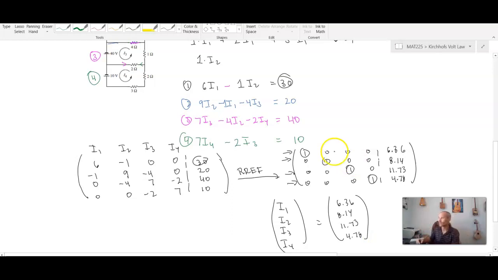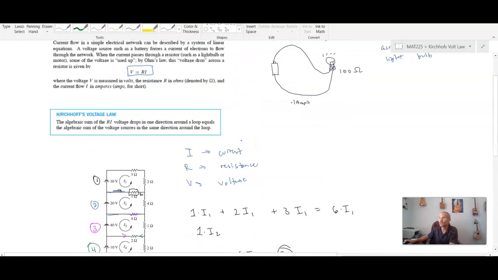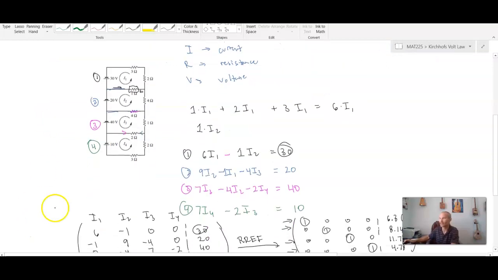So we can say there are 6.36 amps flowing through loop 1, 8.14 amps through loop 2, and so on and so forth. So this is really just an application where we're using some sort of scientific law. If you didn't really understand reading this, don't worry too much about it as long as you're able to follow how we built that circuit. If there were more of these, we would just keep repeating Kirchhoff's voltage law for each of those subcircuits, or each of those loops.